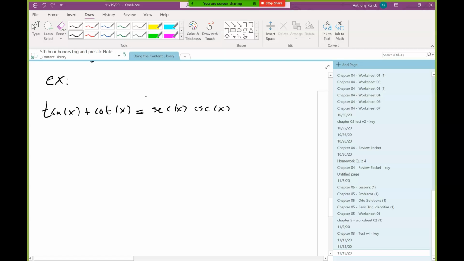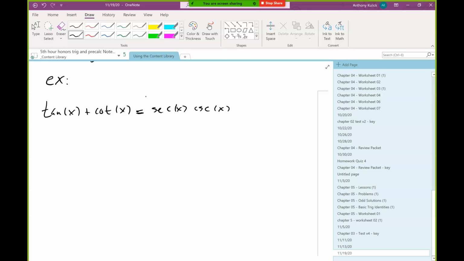Okay. Let's say that we have the identity tan x plus cotangent x is equal to secant x times cosecant x. So the first thing we'd want to do is pick the side of the equation that we want to work on. And typically you want to pick the more complicated side. In this case, we have two things added together on the left-hand side, and then we have two things multiplied together on the right-hand side.